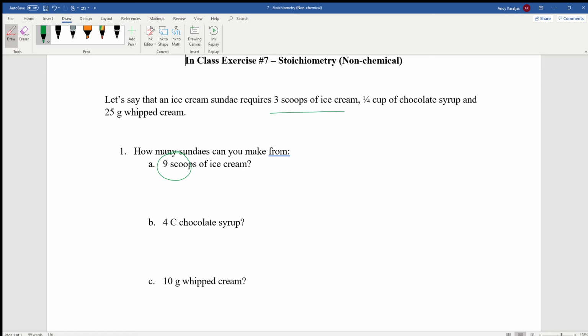Well, knowing the sundae requires 3 scoops, we clearly have 3 times that, and so we could make 3 sundaes. Here we have 4 cups of chocolate syrup. We only need a 1/4 cup. And so that's enough to make 16.